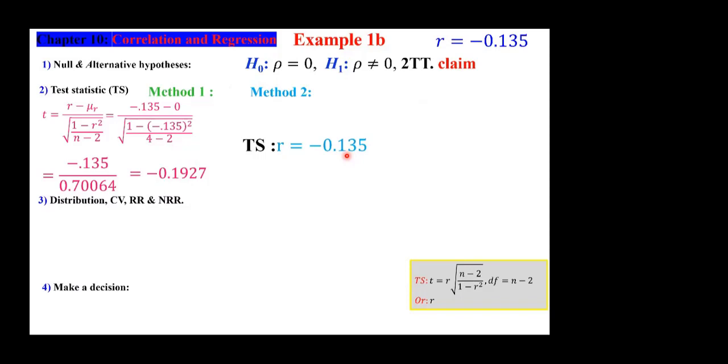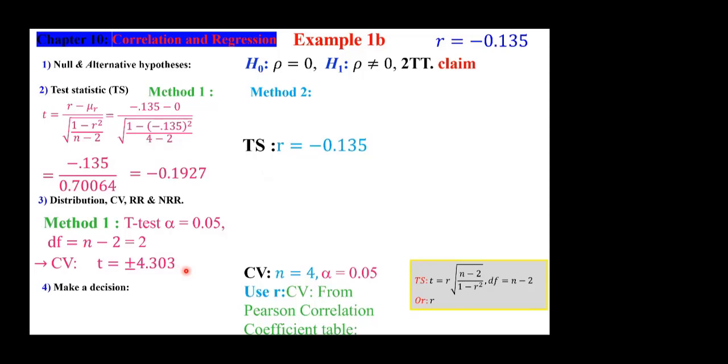What about the critical value? And RR is the rejection region, NRR the non-rejection region. It is always a good idea to come up with that and do the graph. So it's a t-test, alpha is 0.05, degrees of freedom is n minus 2 equals 2. From the t-table, we get plus minus 4.303. I will remind you how to get that on the next page.